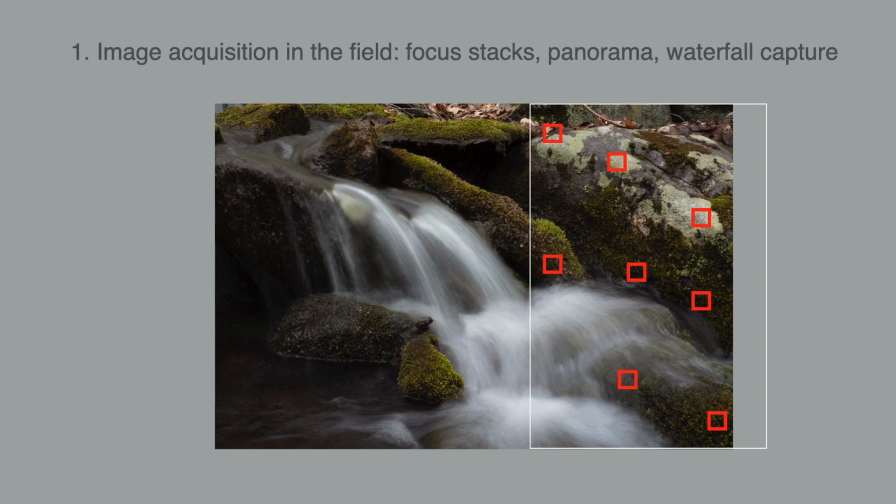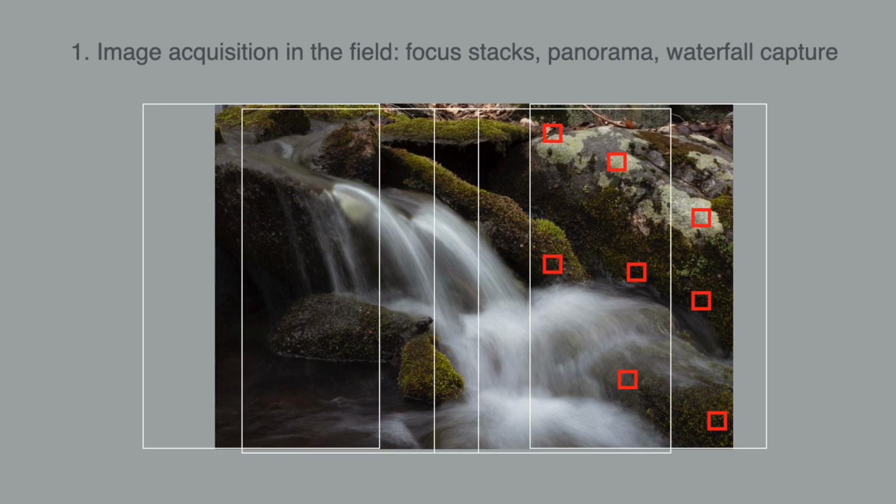Then I pan across the field in overlapping frames, and in each one repeat the process of focusing on features throughout that frame. In this way, I'll acquire 30 to 50 images in the whole panorama of 4 to 5 individual frames.